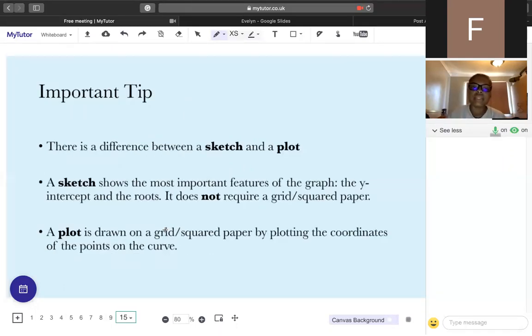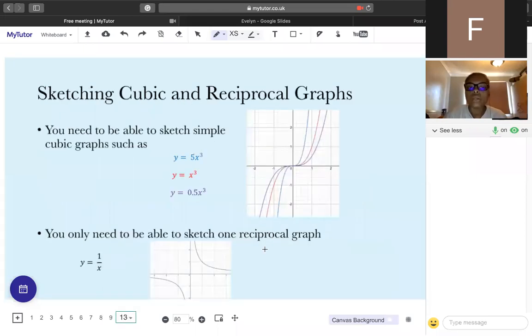Now there is a difference between sketching and plotting. So make sure that you understand the difference between the two. With sketching, you only need your axes, and you only need to label maybe your y-intercept. But with cubic and reciprocal graphs, as I was showing you before on this part, when you're sketching a reciprocal graph, make sure that your curves do not touch the axis. Otherwise you will get it wrong. You have to draw it just like the graph at the bottom of the page. Make sure that they do not touch the axis. Otherwise you will not get that mark.